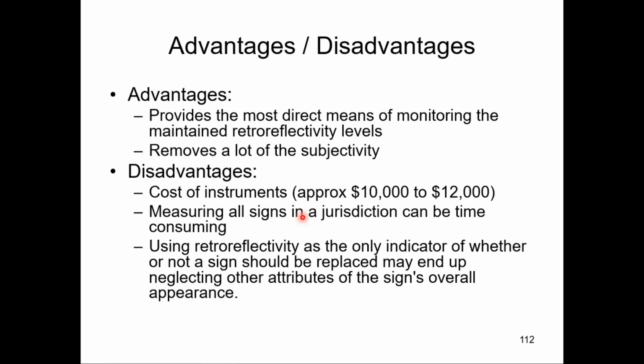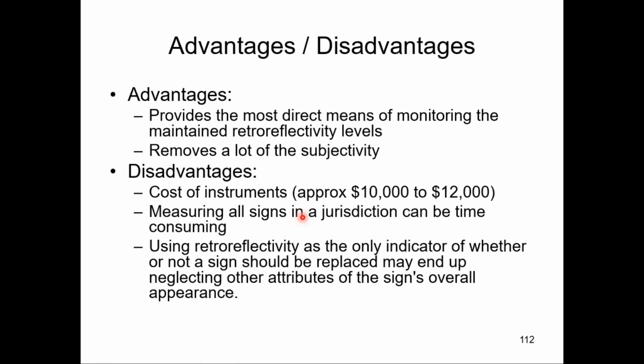Another disadvantage is, measuring all signs in a jurisdiction can be time consuming. Remember, you have to take 4 measurements on each color on each sign. And there still is some subjectivity because even if you have a measurement protocol, certain parts of the sign may be different from others. Notice I said in the first bullet, it removes a lot of the subjectivity, but not all of it. People shouldn't have the false impression that using this gun doesn't have any subjectivity associated with it, because there is some.